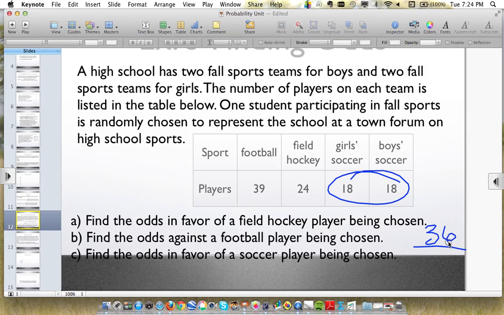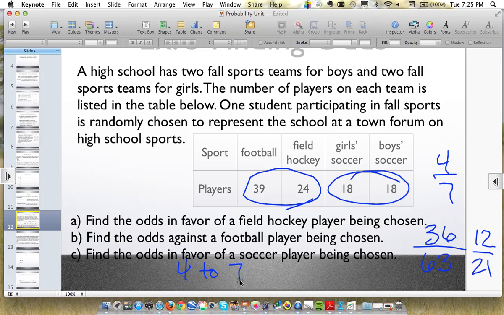And then the unfavorable outcomes would be the other ones. So 39 plus 24 gives us 63. All right, so 36 to 63. Again, let's simplify. Divide by 3, we get 12 over 21. That can divide by 3 again. So that would be 4 over 7. So the odds in favor are 4 to 7.